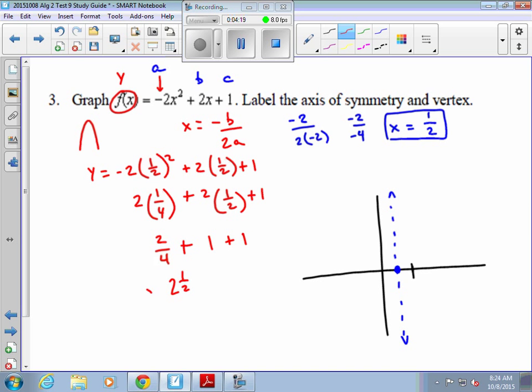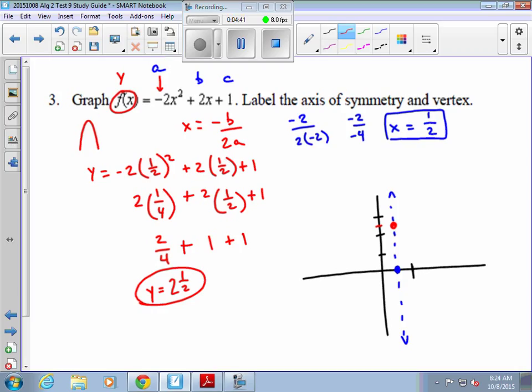Notice we're using mixed numbers here. Mixed numbers are a whole lot easier to graph usually than improper fractions. So if this is 1, and this is 2, and this is 3, then this right in the middle will be 2.5. So on your axis of symmetry, you're going to put it right there at 2.5.